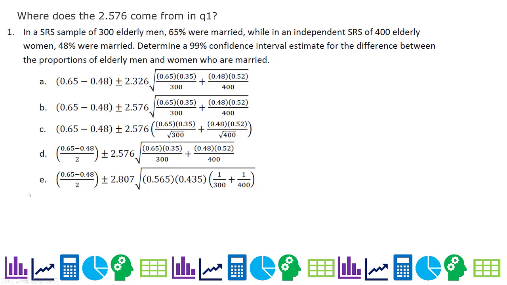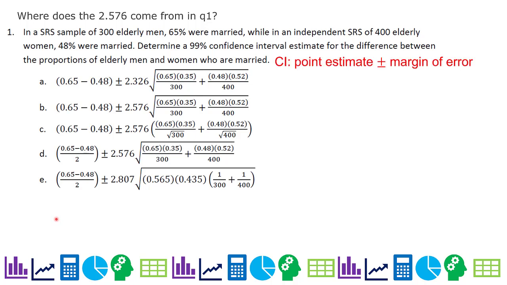First question, in a simple random sample of 300 elderly men, 65% were married, while in an independent SRS of 400 elderly women, 48% were married. Determine a 99% confidence interval estimate for the difference between the proportions of elderly men and women who are married.